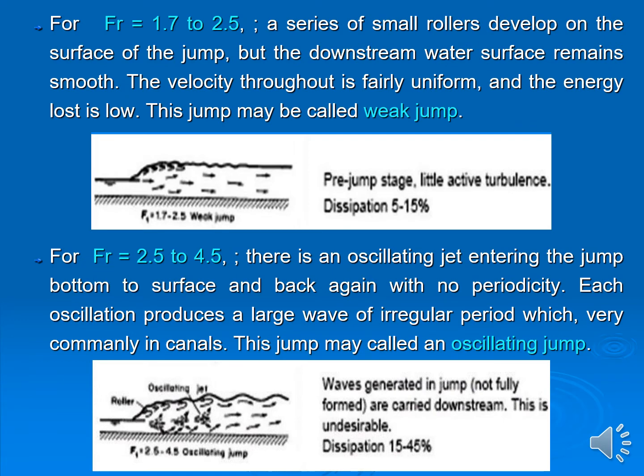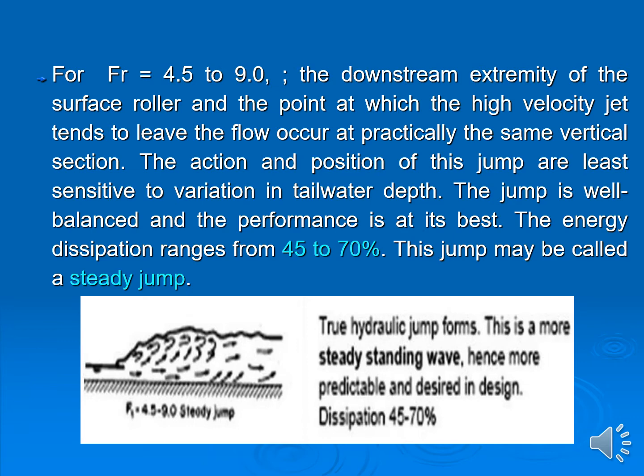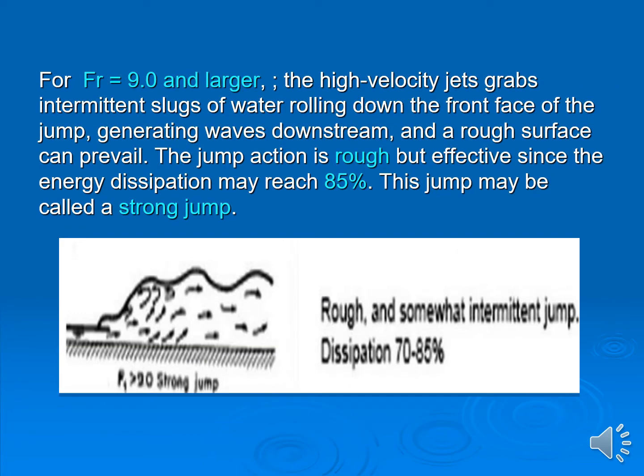If the Froude number is between 1.7 to 2.5, the jump may be called weak jump, while oscillating jump occurs at Froude number between 2.5 to 4.5. And for Froude number between 4.5 to 9, the jump is called steady jump, where the energy dissipation ranges from 45 to 75%. For Froude number 9 and larger, it is called the strong jump, and the action is rough but effective since the energy dissipation may reach as high as 85%.